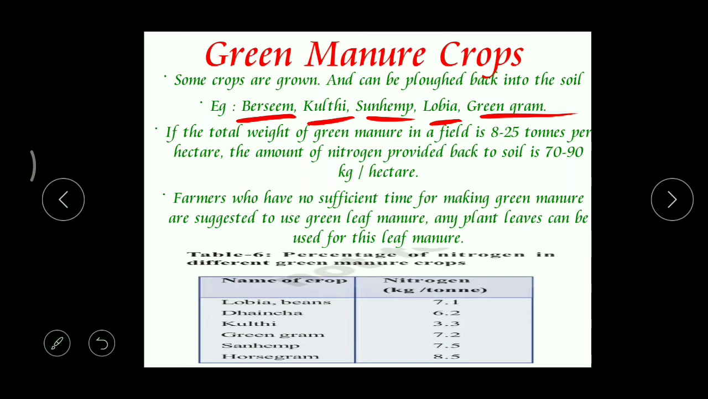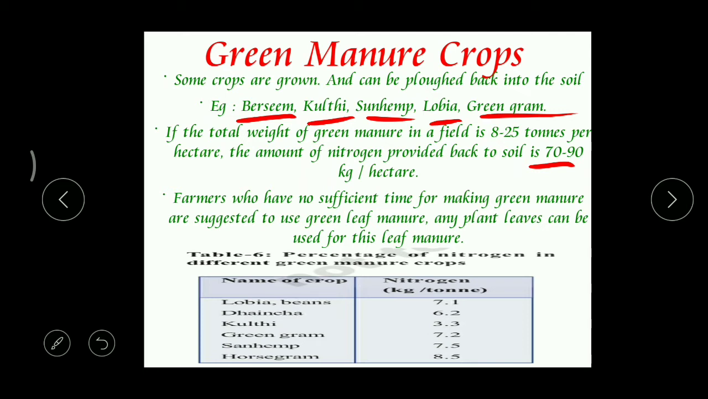Okay, and by them we can prepare a manure. What do you call that? Green manure. Yeah. Okay, here if the total weight of green manure in a field is 8 to 25 tons per hectare, then from that how much nitrogen do we get? 70 to 90 kgs. 70 to 90 kgs of nitrogen can be added, right?